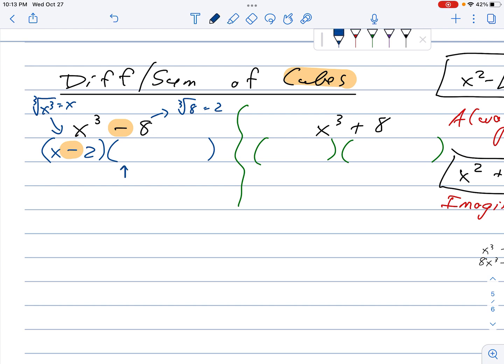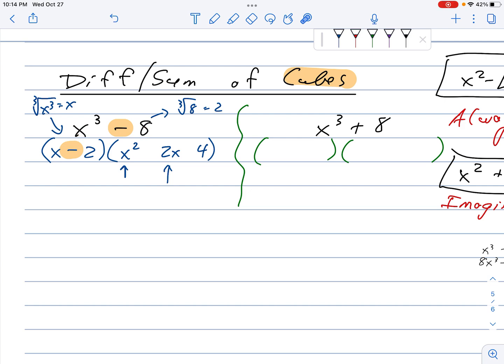Second set of parentheses. The first thing is x squared. It's whatever this is squared. This is whatever the first term is squared. Then your second term is x and 2. So 2x. Whatever this is times this. And then your last term is this one squared. 4. Right, so it's pretty easy to follow.